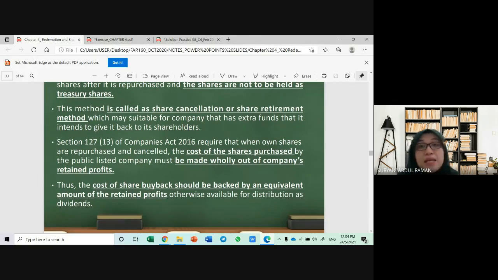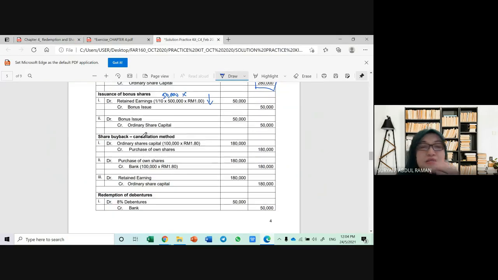You kena ganti balik amount yang you dah cancel tersebut. Amount tu berapa? Nilai cost yang asal tu lah. Dengan mengambil amount tersebut daripada retained profit. You kena ganti dengan ambil amount yang sama dari retained profit. So let's go together how it goes.